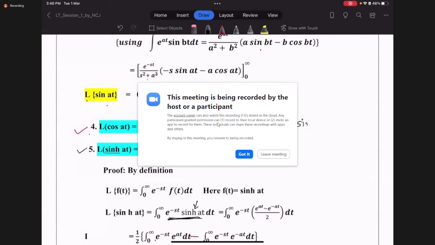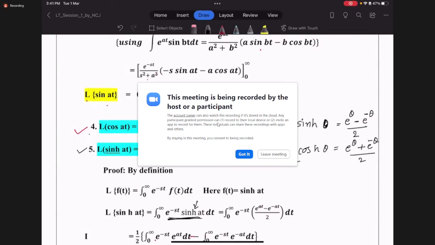Yes, ma'am. Sinh of theta is e raised to theta minus e raised to minus theta upon 2, right? Similarly cosh of theta. What is the difference? Addition, plus in between. So this you know very well.